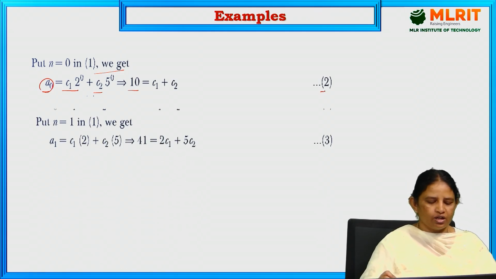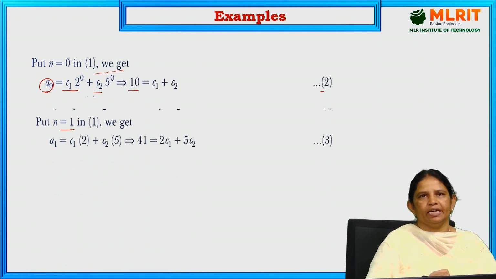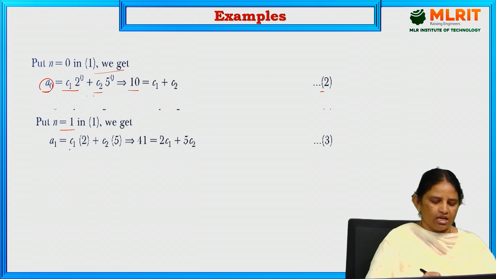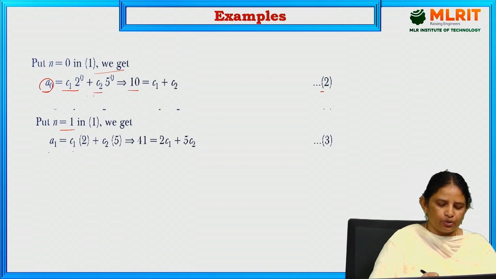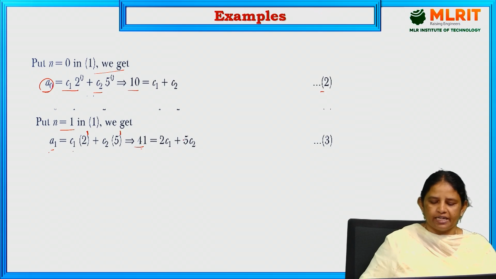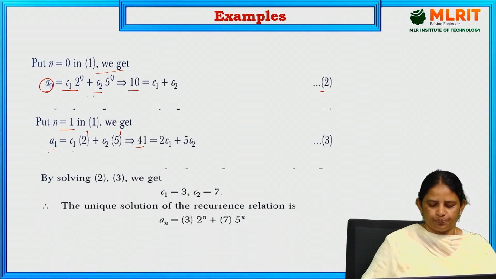Then after that, put n equal to 1 in equation 1. We'll get a_1 equal to C1 times 2 power 1 plus C2 times 5 power 1, and a_1 value is 41, so 2 C1 plus 5 C2 equals 41. That is equation 3. We need to solve equations 2 and 3. Then we'll get C1 equal to 3, C2 equal to 7.